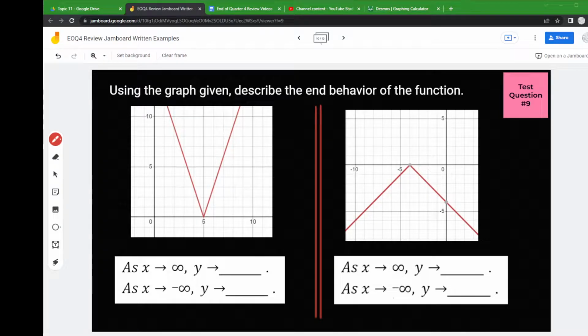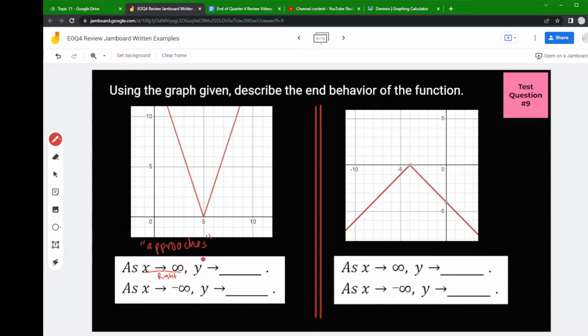Problem number 9 here talks about end behavior, and very specifically gets us to talk about what I call end behavior sentences. So I just want to make sure you know how to read the sentence before we even get into the end behavior. All right? So if I read this, this little arrow here is the word approaches. So when we talk about approaches, we're saying as x approaches positive infinity.